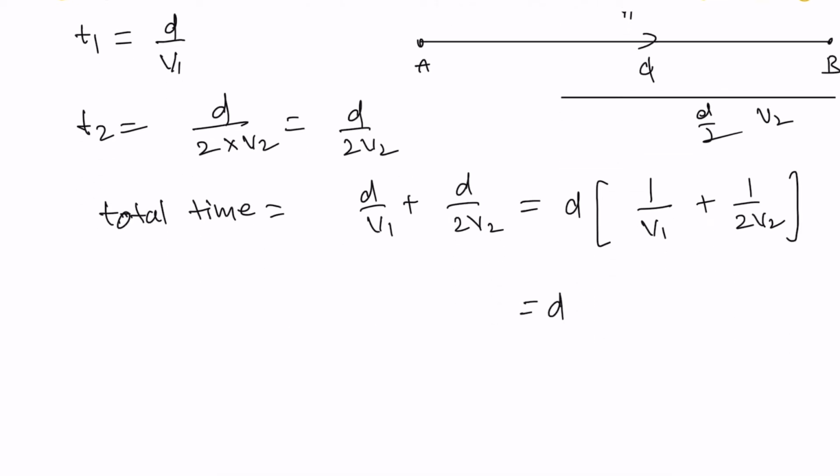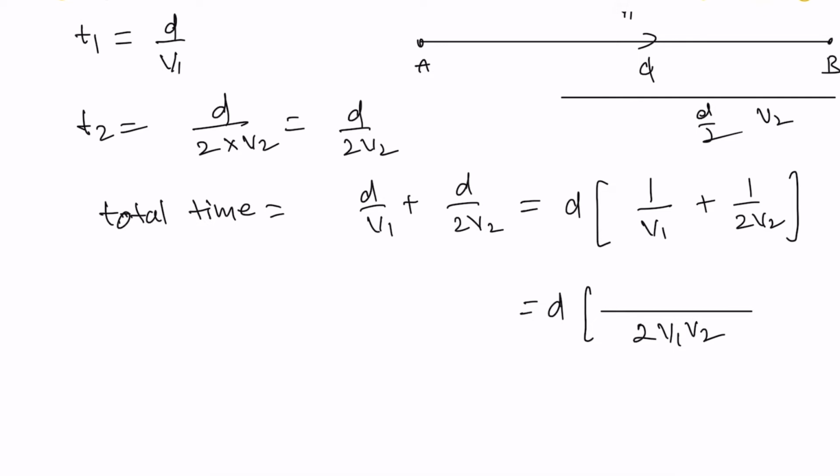Next, what is the LCM here? The numbers are 1 and 2, so the LCM is 2, and v1 and v2 are variables, so the multiple of v1 and v2 is the LCM. Totally, 2v1v2 is the LCM.